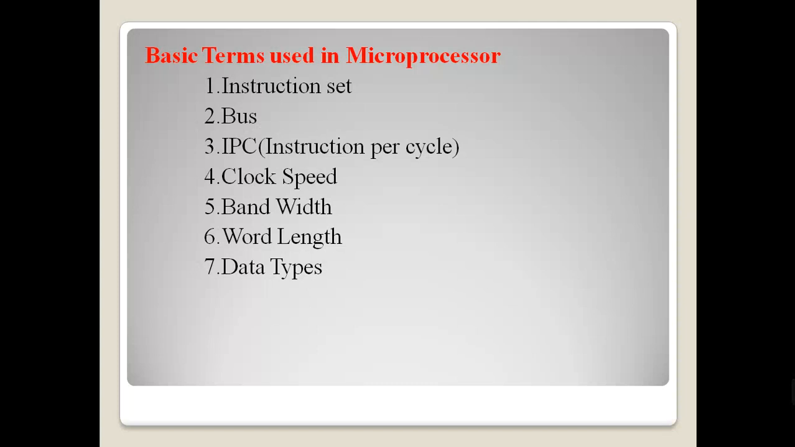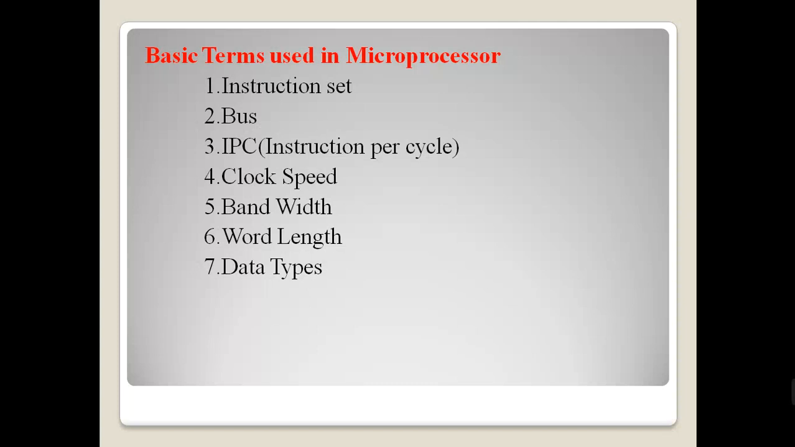Okay, next, word length. An 8-bit processor may process 8-bit data at a time. That is the word length of an 8-bit processor. For example, the 8085 is an 8-bit processor. It can process only 8-bit data. Similarly, a 16-bit processor, that is 8086, processes 16-bit data. So that is the word length of processors.